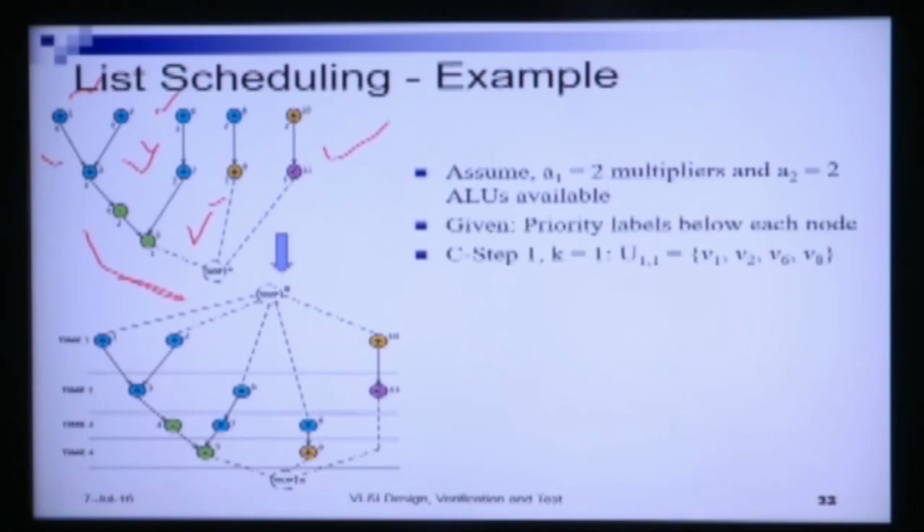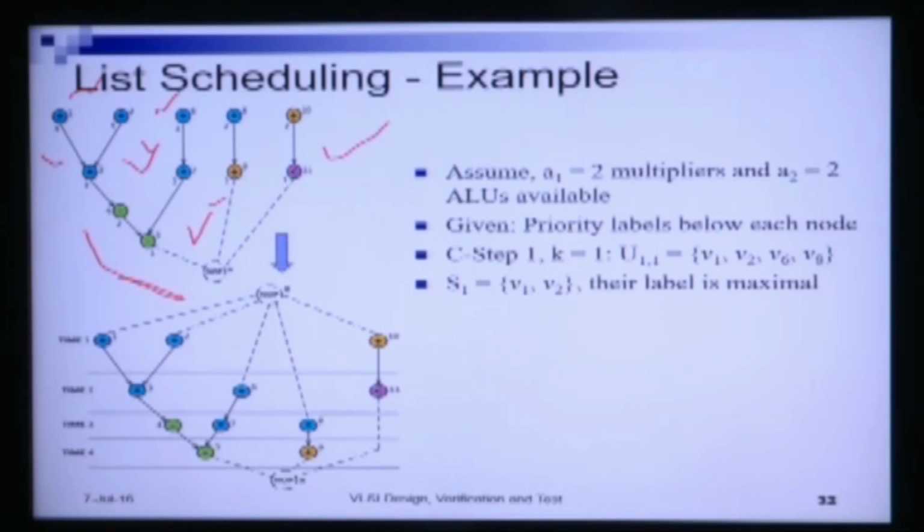Now, given these priority levels, we will progress time step by time step. List scheduling progresses time step by time step, and at each time step the first thing we will operate on is each operation type. So, let us say we first look at multiplication, k equals 1 is multiplication. So, how many multiplication operations do I have? I have V1, V2, V6 and V8. Now, I can allocate at most 2 because I have 2 multipliers.